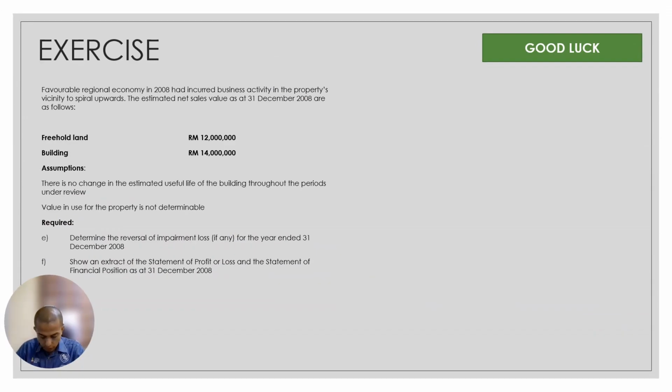All right, so this is the exercise. This exercise is actually a continuity of the previous exercise, so you can refer back to the video on the previous exercise. I just continue from the 2006 line for land. What happened in 2006? There was an impairment loss, right? Because the land in 2006 was 6 million.